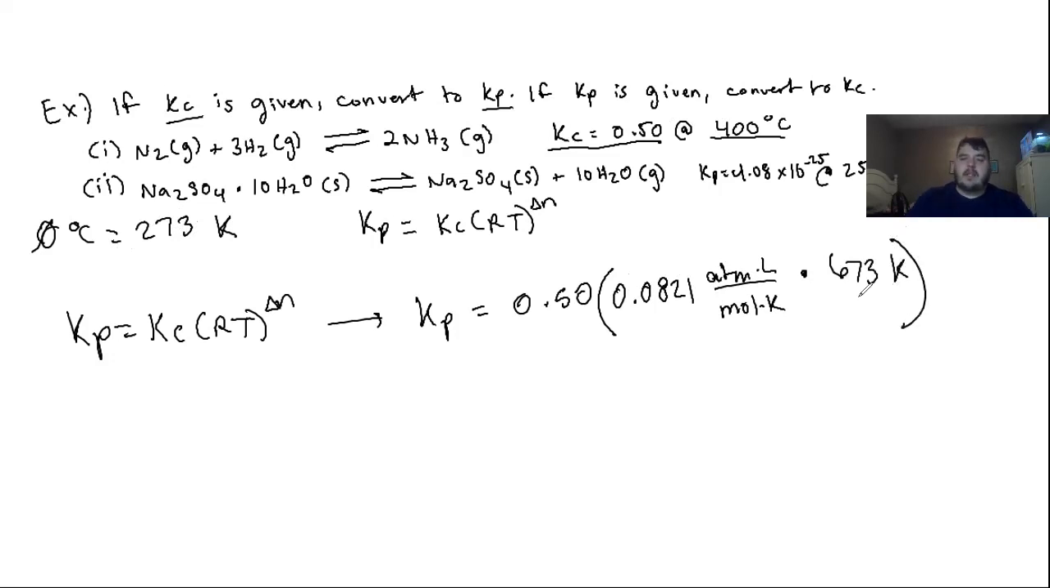And now what are we going to raise this to? Now remember, I said that the delta N is going to be the sum of the coefficients of the products minus the sum of the coefficients of the reactants.